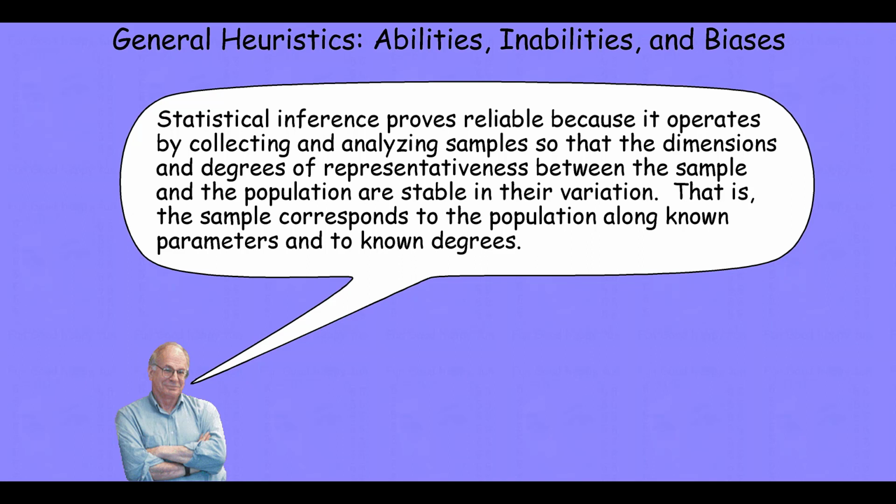Now, the representativeness heuristic and formal statistics. Our system 1 inference strategy, our native inference strategy, and contemporary system 2 statistical inference both leverage that representativeness relationship between samples and populations, but they do it in quite different ways, as we'll see. Statistical inference proves reliable because it operates by collecting and analyzing samples so that the dimensions and degrees of representativeness between the sample and the population are stable in their variation. That is, the sample corresponds to the population along known parameters to known degrees.